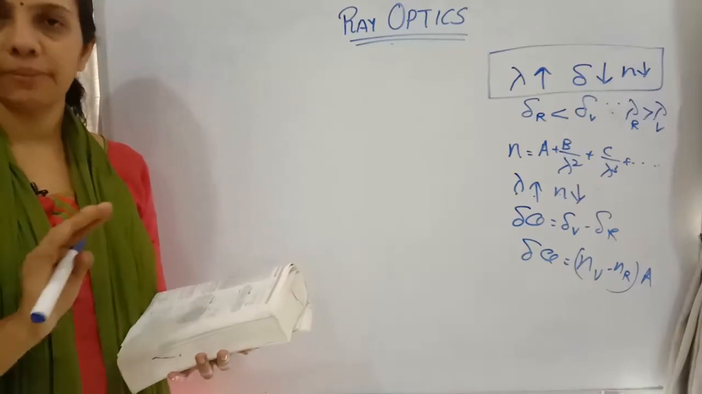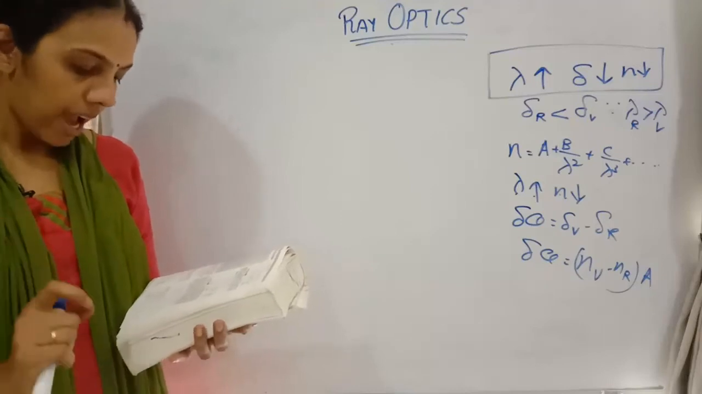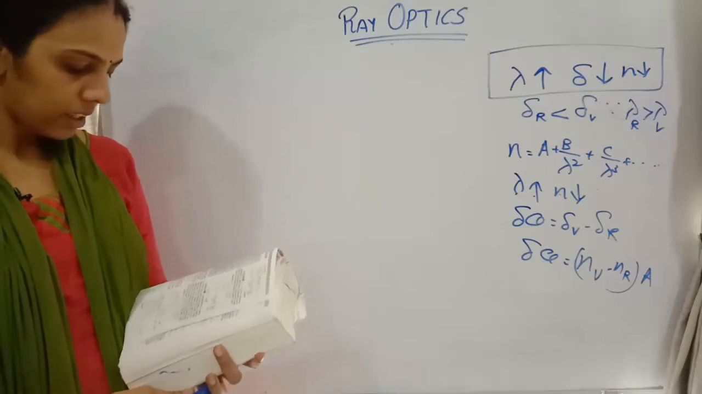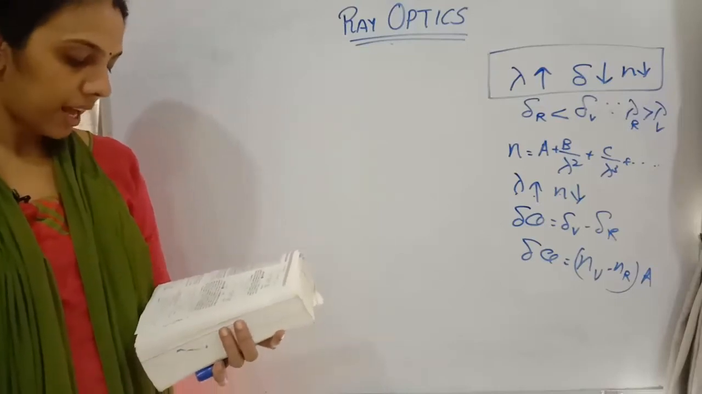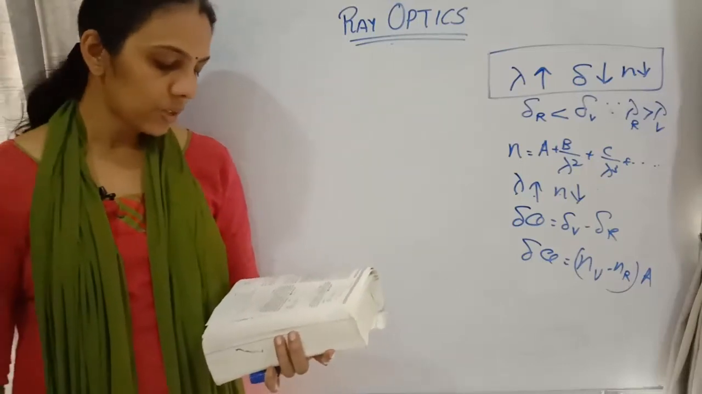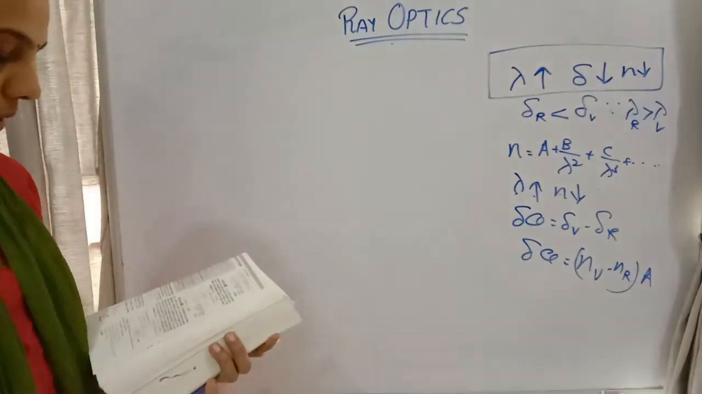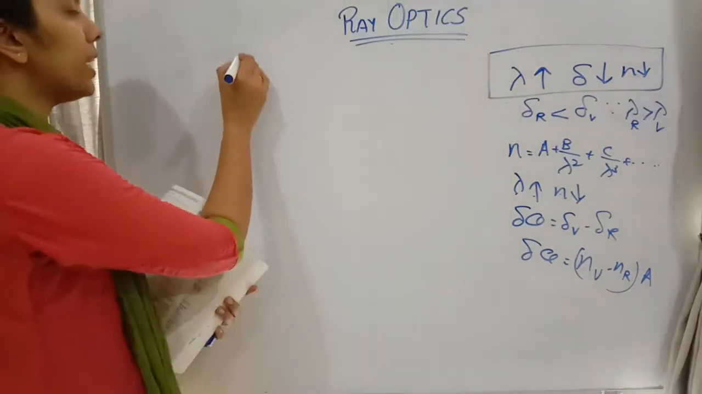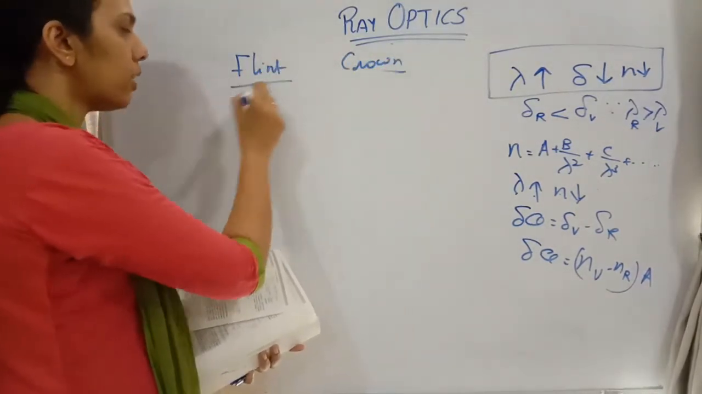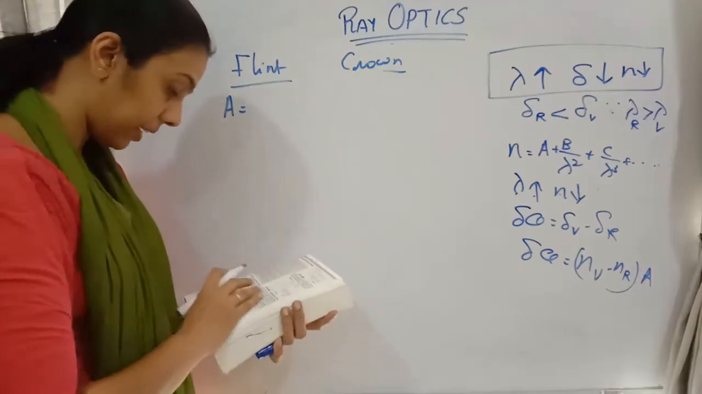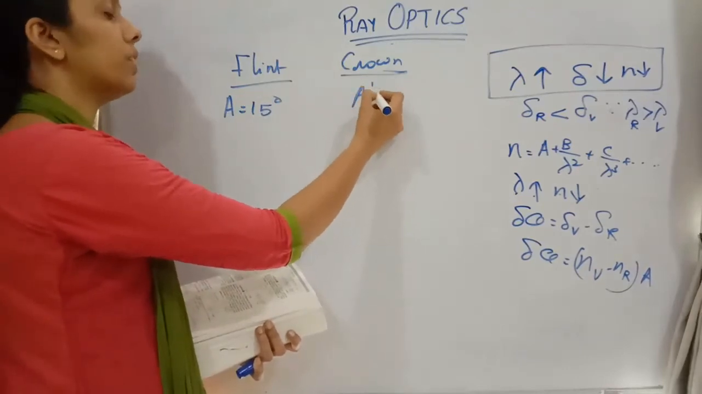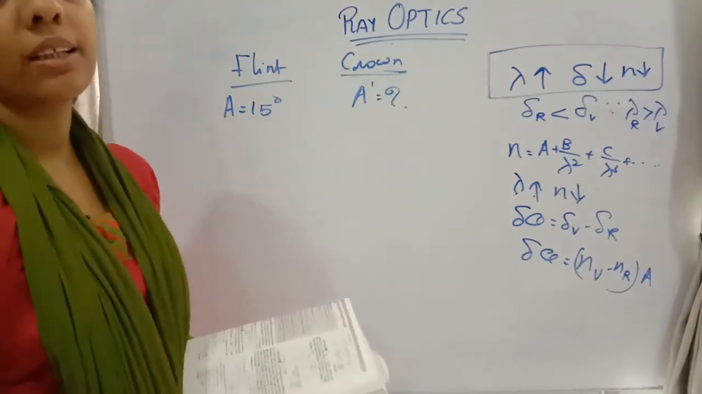dispersion without deviation. The angle of the flint glass prism is 15 degree. Calculate the angle of the crown glass prism and the angular separation of red and violet rays on emergence from the spectroscope. So here values are given: we have the flint glass and crown glass prism. The angle of the flint glass prism is given as 15 degree. We need to find out the angle of the crown glass prism, A dash I am calling it. This one we need to find out.